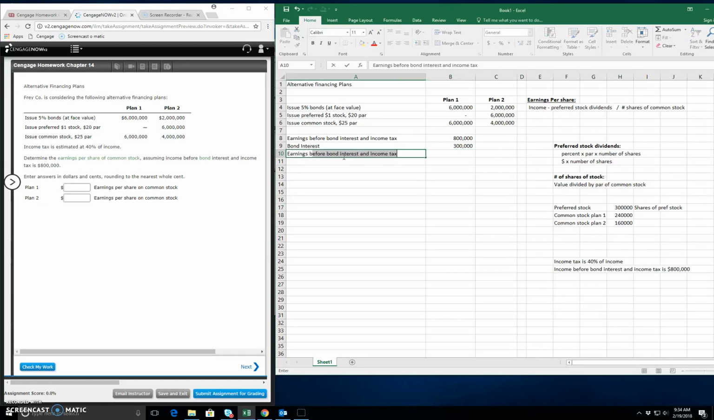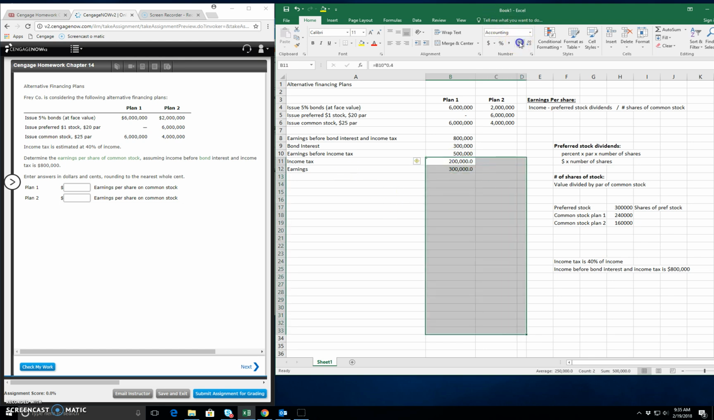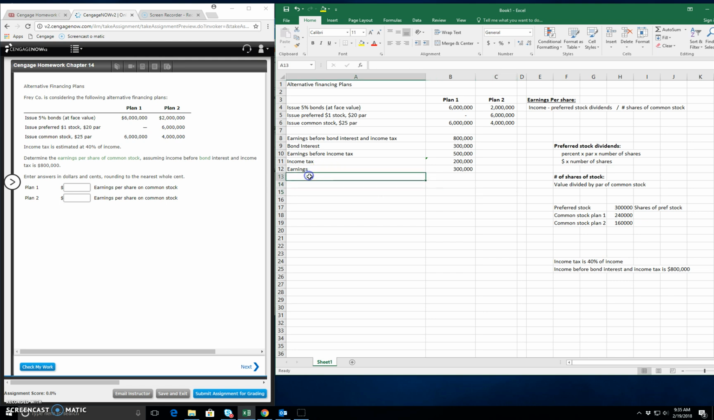So now our earnings before income tax, because we've already taken out bond interest, is 800,000 minus 300,000. Now we need to take out income tax. Our income tax rate, they give it to us at 40%. So we multiply 500,000 times 40%, and we have a new number here that will be our earnings. We've taken out bond interest and income tax, so this is just straight earnings. So 500,000 minus 200,000 is 300,000. Okay, so now we have our income.